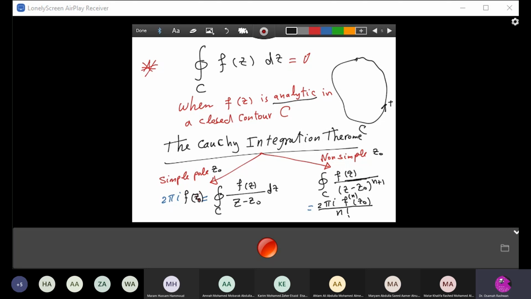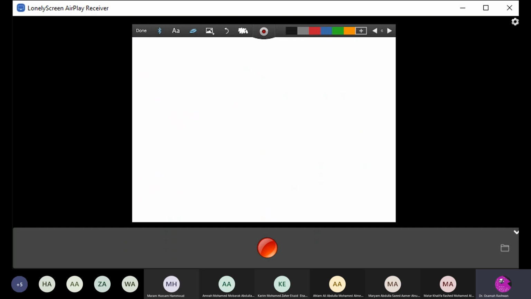Easy? Let's go and have some examples. Please take a screenshot. Take a screenshot, put it in the chat, because you will be ready to solve the questions now, right? Yes, no need for integration. Let's go for the examples now. Let's start with the examples.